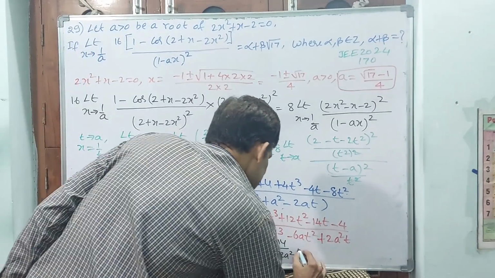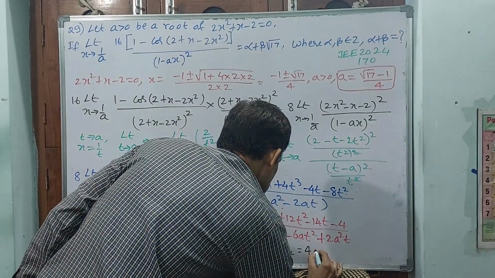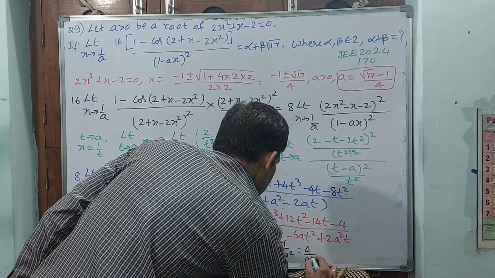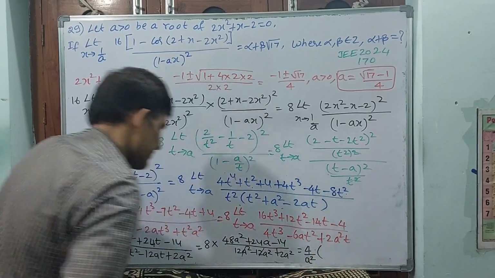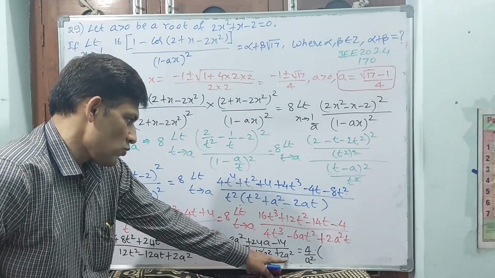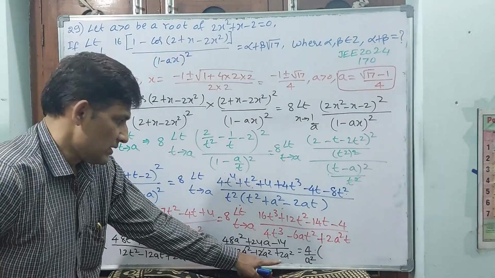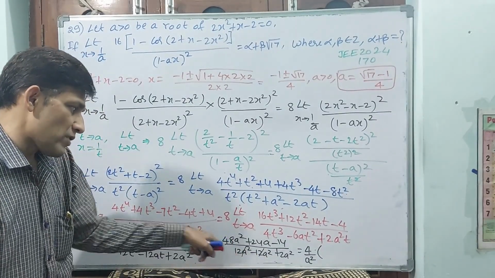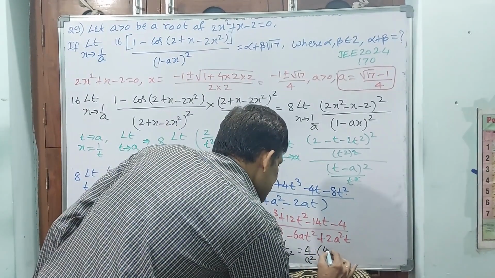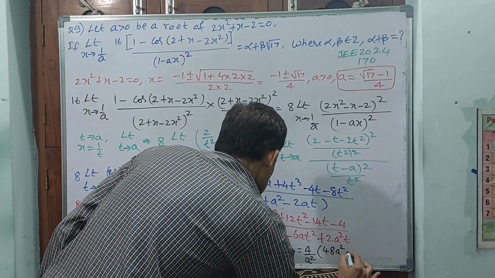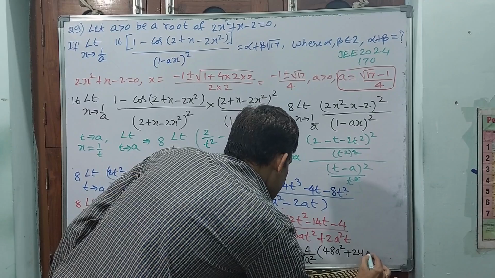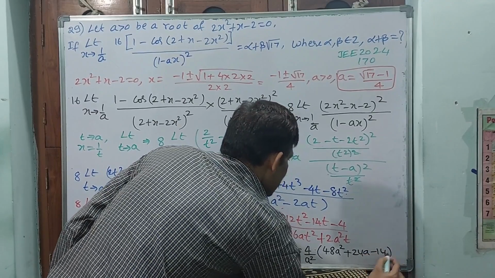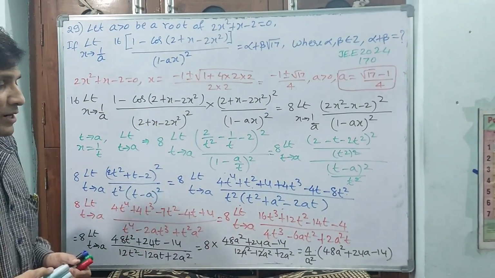4 by a square, not 4a square. Okay, 8 by 2a square. These two are got cancelled. 8 by 2a square means 2 4 times good. 4 by a square. 4 by a square into 48a square plus 24a minus 14. See, this is your limit value.